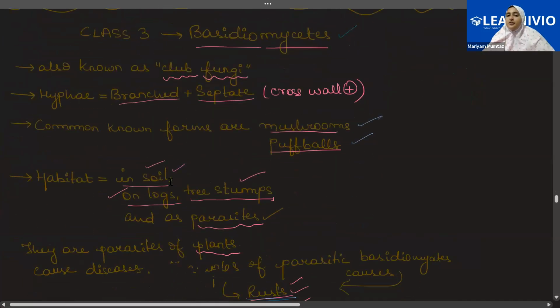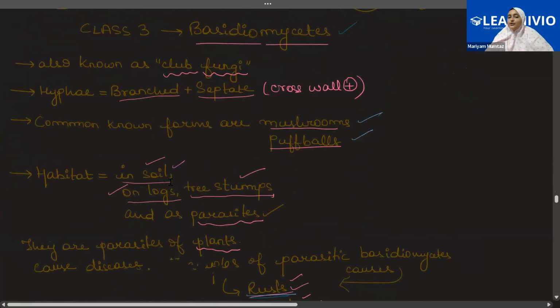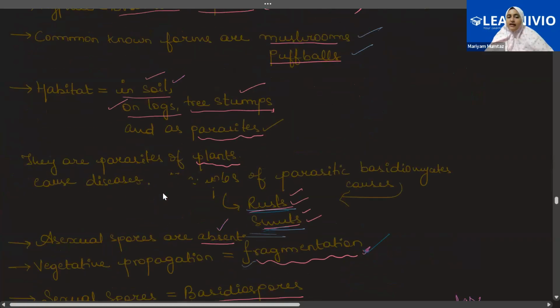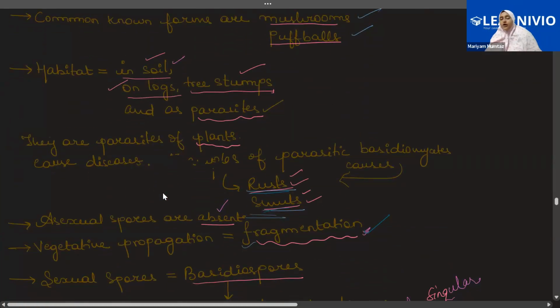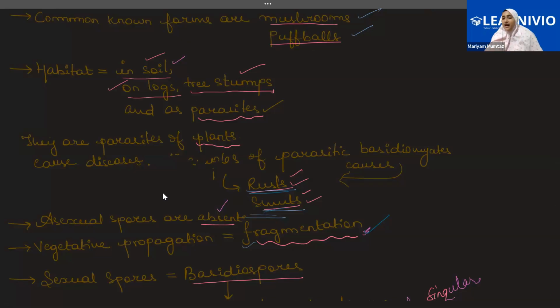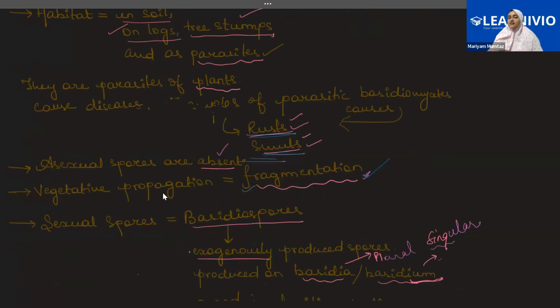Then comes Basidiomycetes, commonly known as club fungi. The hypha is branched and septate. The most common form is the mushroom; mushrooms and puffballs belong to Basidiomycetes. They can be found in the soil, on logs, on tree stumps at the base of trees, and even as parasites of plants, causing diseases such as rust and smut. These are the two plant diseases caused by Basidiomycetes.